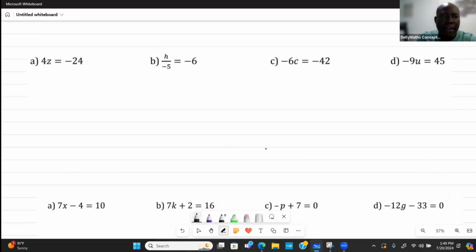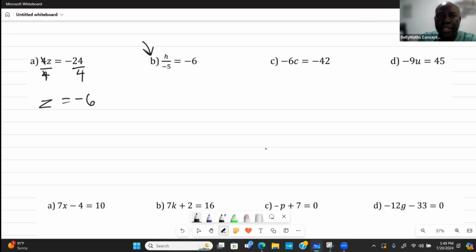Now, in this case, what we have here is 4z, which means 4 times z. How do we get rid of the 4? We do the inverse of what's happening. Because 4 is multiplying the z, we're going to divide by 4. So we're doing the inverse of multiplication. And whatever you do to one side, you do to the other side. You divide by 4. As you can see, the 4 cancels itself. So on the left side, we have z, which is now equal to negative 24 divided by 4. And that's going to give us negative 6. Right? All right. Let's go.